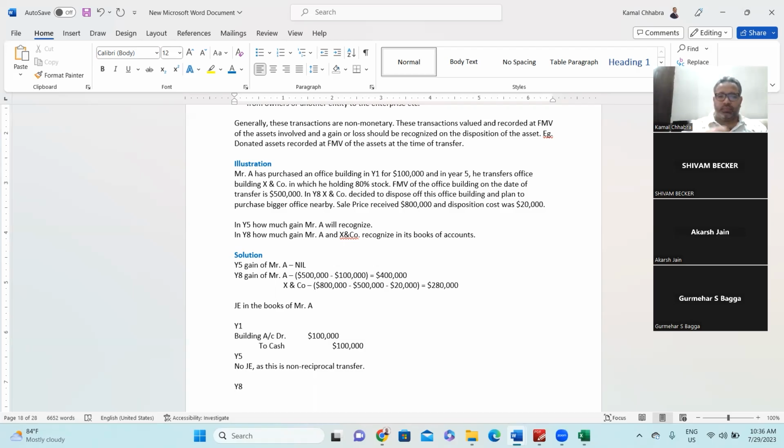And if this would have been a donation case, for example, what would happen then? In case of donation, that asset would have been transferred to the donee.